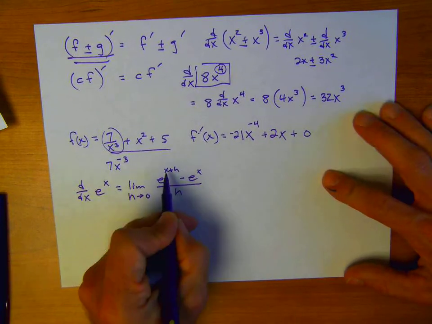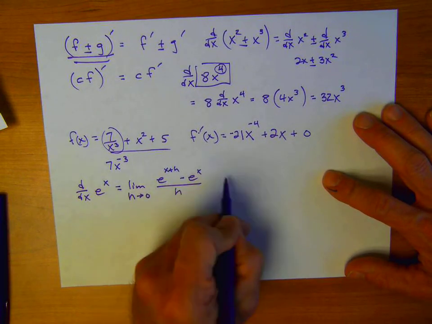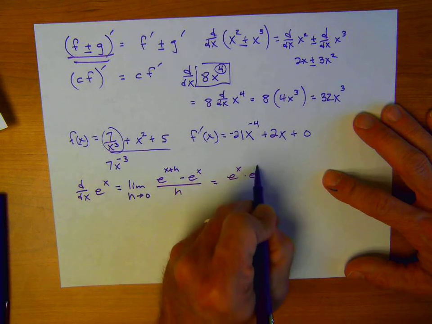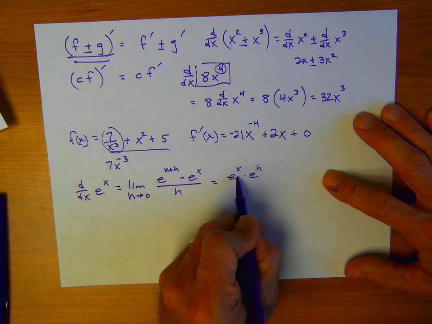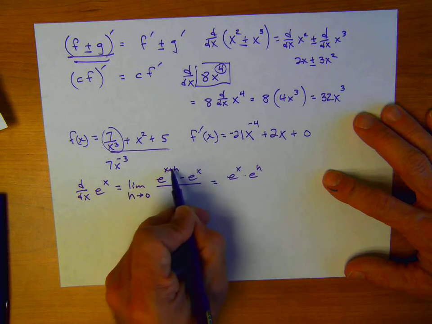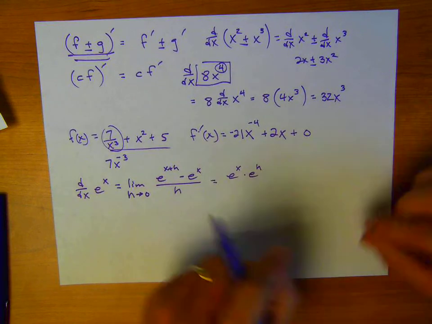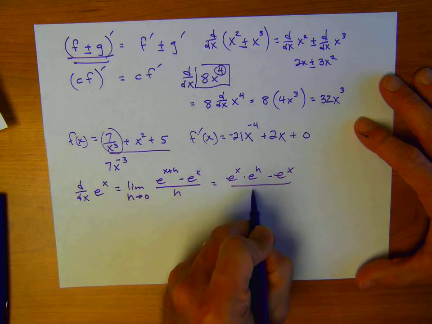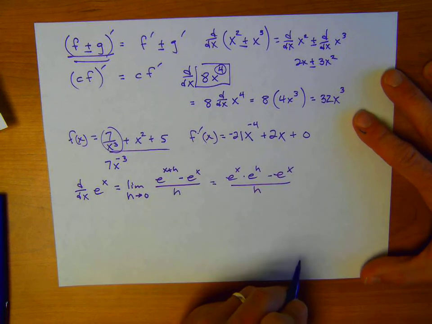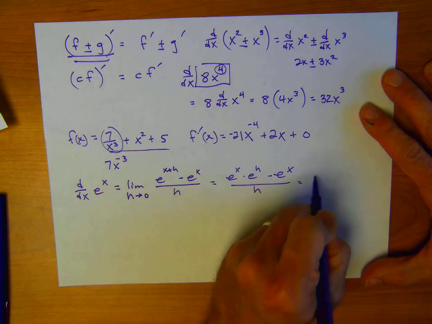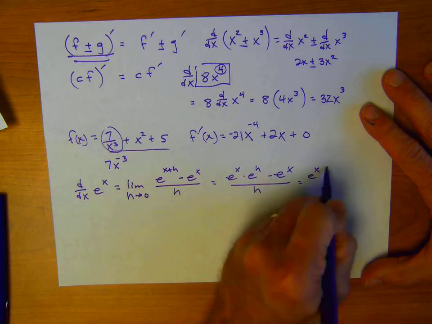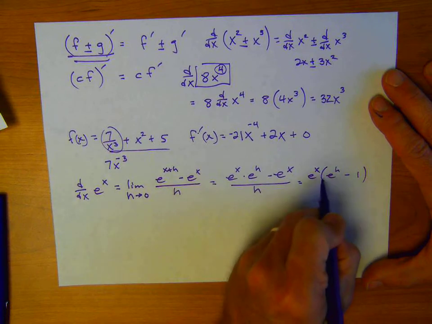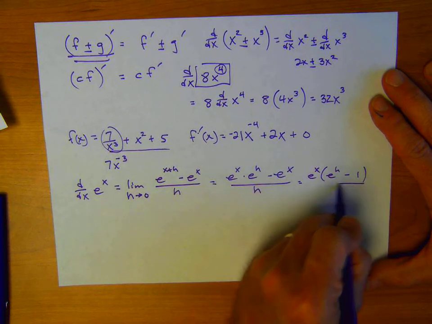Now, remember that this could be rewritten as e to the x times e to the h. If the base is the same, then when I multiply, I can add the exponents, and I'm going the other direction and pulling them apart. And then that's minus e to the x over h. Why am I doing that? Well, I want to factor out an e to the x here. If I take out e to the x, I'm left with e to the h minus 1. Notice if I distribute that back, I get this back exactly, over h.